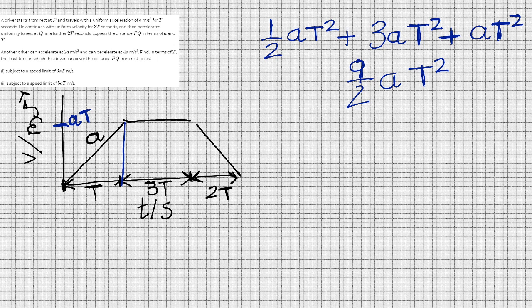Okay, so what's different for the second driver? Second driver can accelerate at 2a and decelerate at 4a. Find in terms of t the least time in which the driver can cover the distance from P to Q, subject to a speed limit of 3AT and then subject to a speed limit of 5AT. Okay, interesting. So let's draw the second situation.